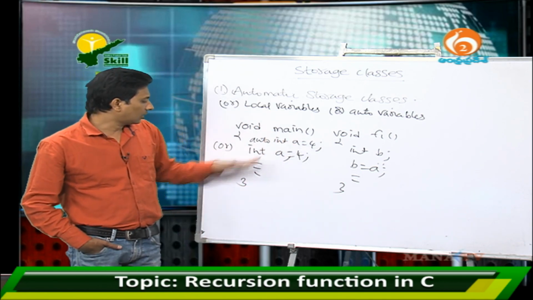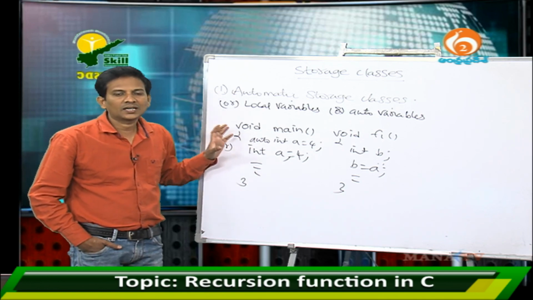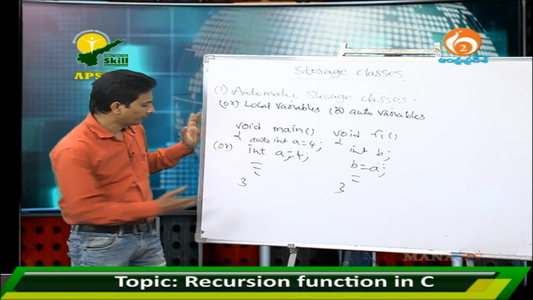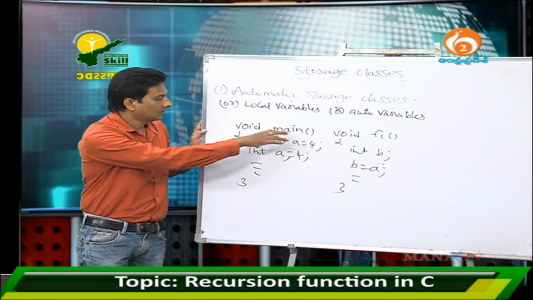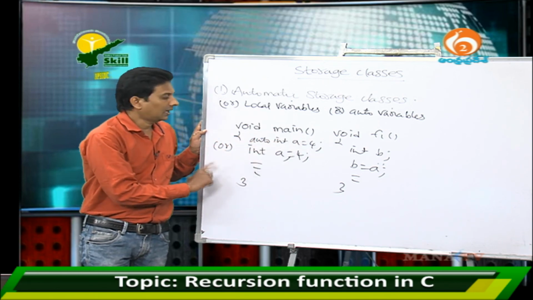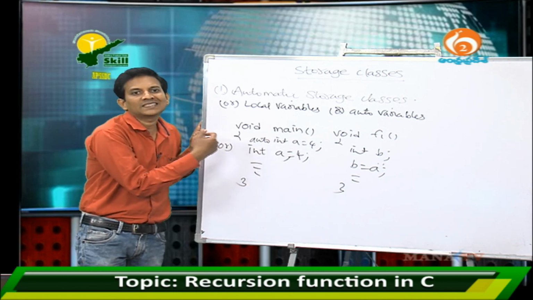The moment control comes out of this main block, this a is not at all visible, the scope is not there. The lifetime of a is up to here only. The scope of this a is up to the closing brace only. I cannot retrieve the value of a outside this block, because it is local to the main function.